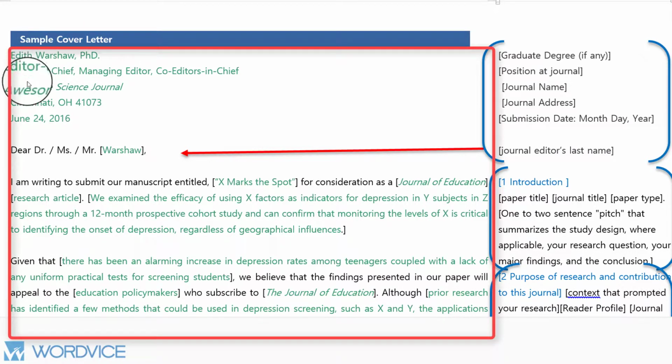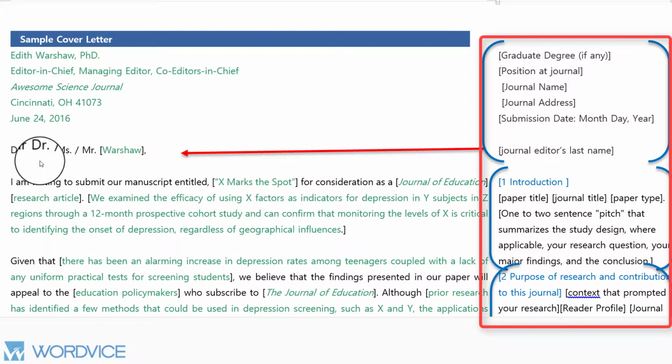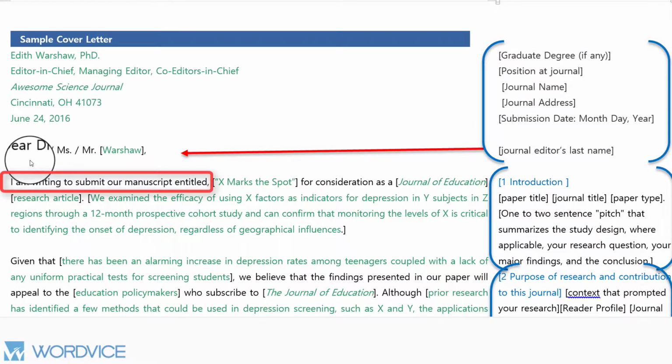On the left-hand side in green is the sample we have composed. On the right is the information that you need to input. And here in the black is the template language you can use when making your own cover letter.